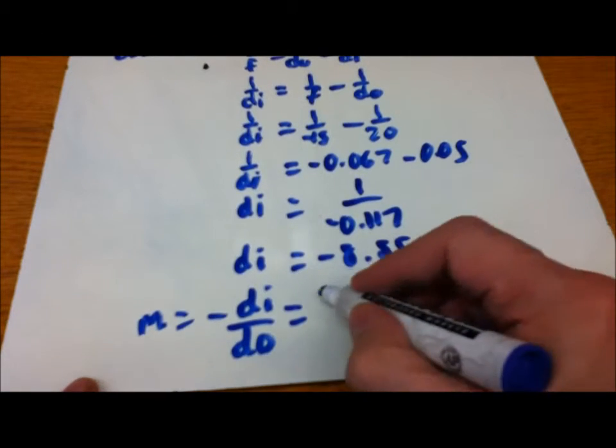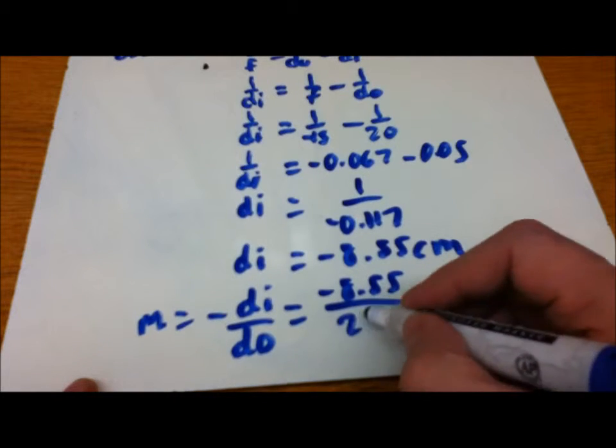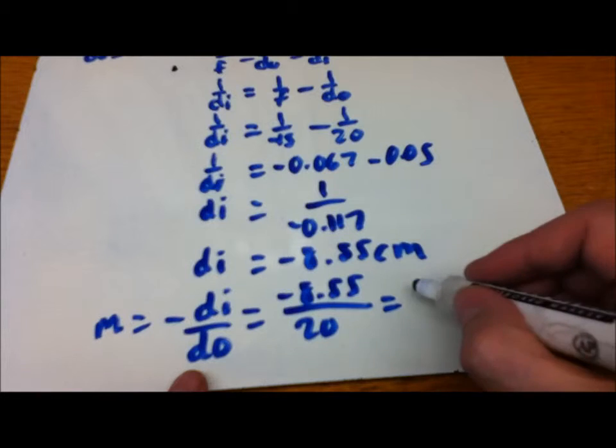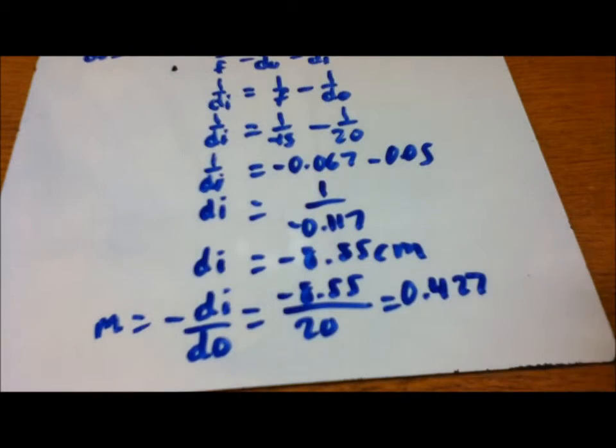Now we haven't got the magnification just yet, so magnification is minus di over do. Plug the values in there, so minus minus 8.55 divided by 20, and we put that into a calculator and divide, we get an answer of 0.427.